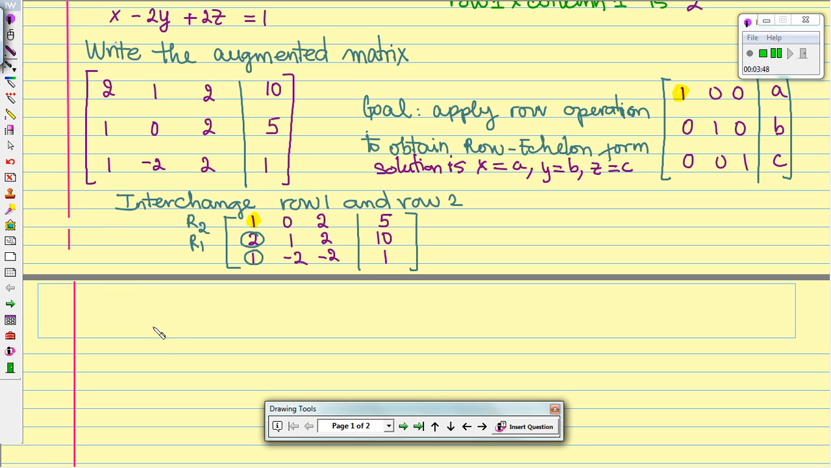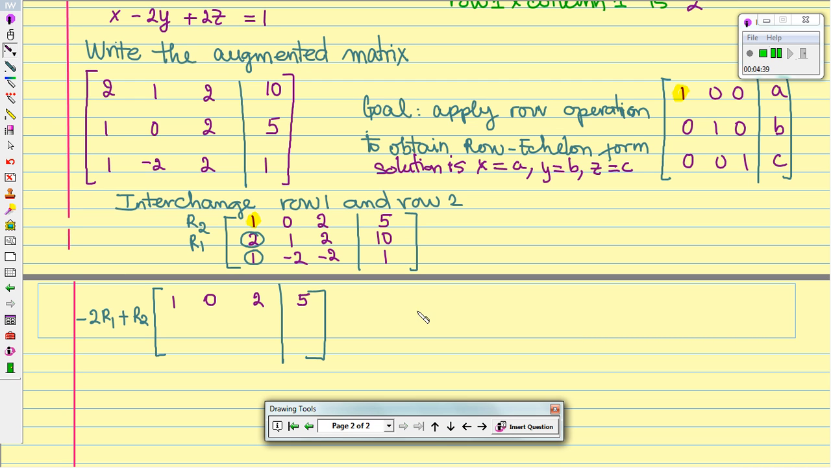So now let's write out the next step. Row 1 stays the same, so I'm going to copy row 1 now. So we have 1, 0, 2, 5. Okay, now let's start with row 2. Row 2, column 1, we want it to become a 0. To become a 0, we have to take negative 2 times row 1, plus row 2. So we'll put it here, negative 2 times row 1 plus row 2. That will be the new row 2.